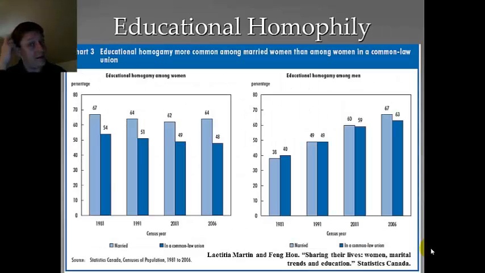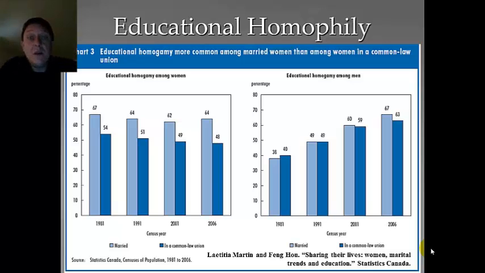Here's an interesting dimension of social life, education. And we can talk about homogamy, which is a kind of homophily, but the suffix gamy refers to marriage. So educational homogamy means you marry someone who is in the same category of educational attainment as you. Did you finish high school? Did you do some college? Did you graduate from college? Did you not graduate from high school?